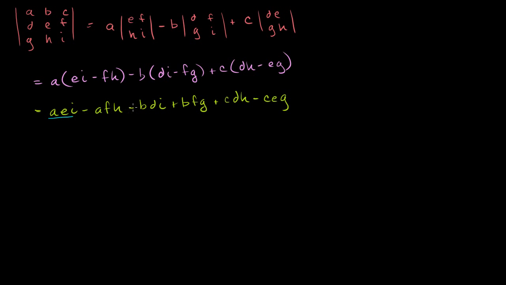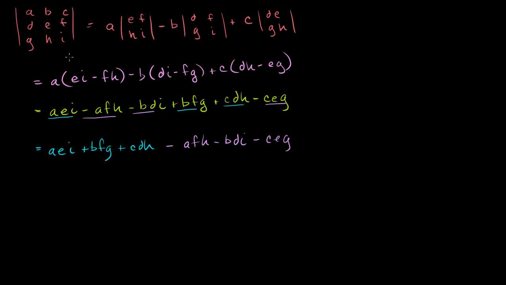Now let me group the positive and the negative terms. This term is positive, this term is positive, and that term is positive. So we have this being equal to AEI plus BFG plus CDH. Those are our positive terms. And then our negative terms are here. We have that term, and that term. So we have minus AFH minus BDI minus CEG. So this is a formula for the determinant of this matrix right here.